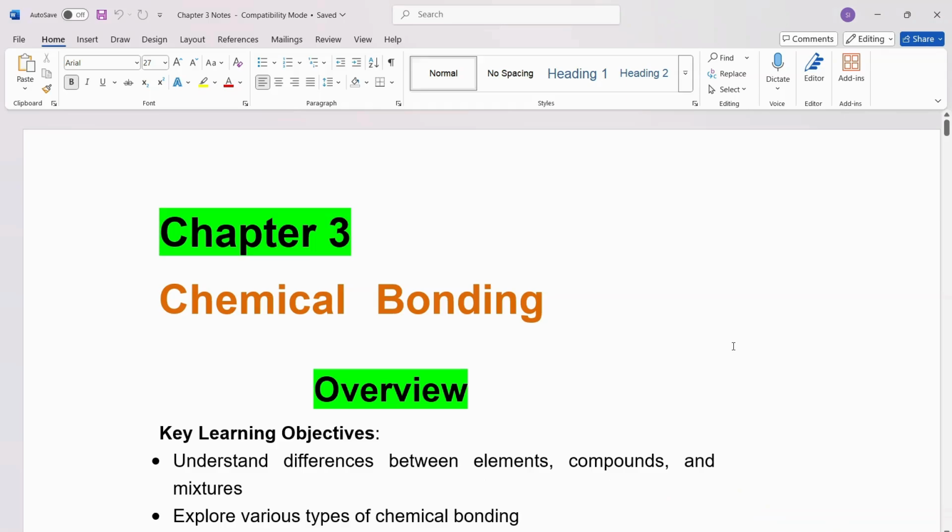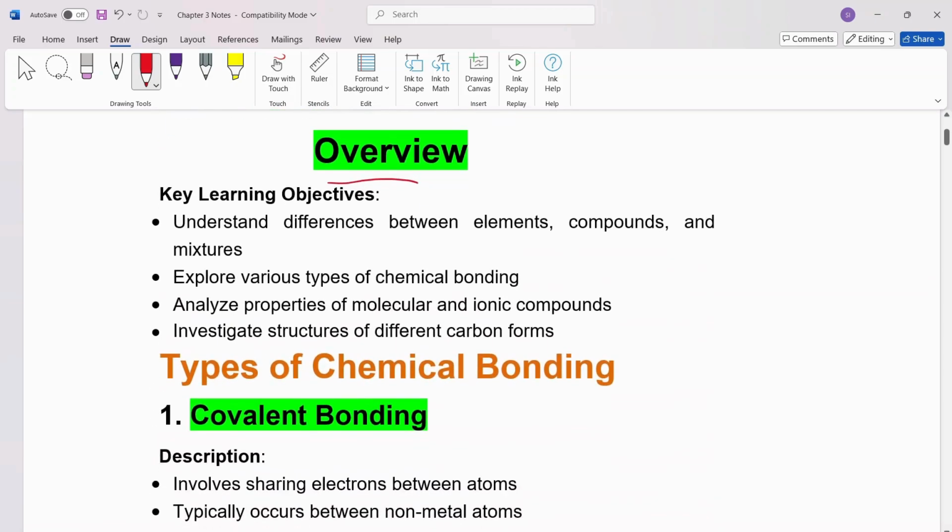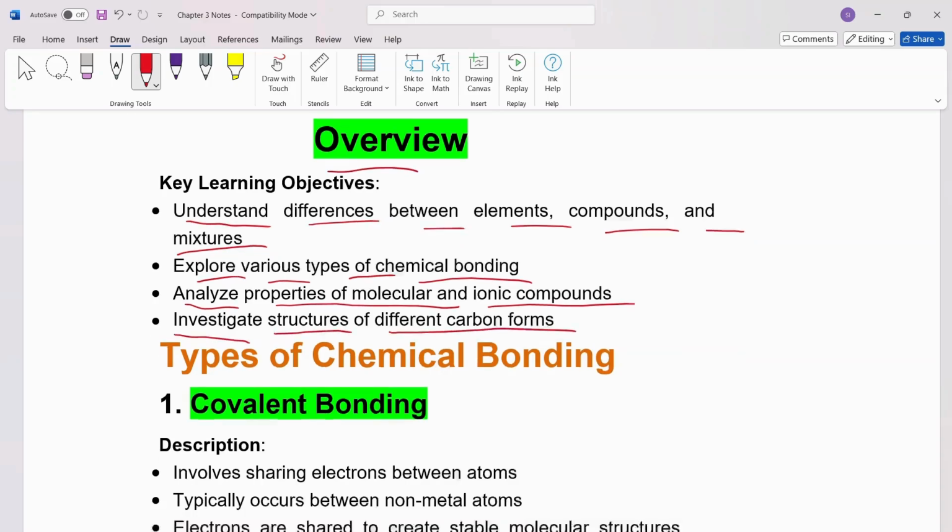Let's start our chapter number 3, which is chemical bonding. So the overview here is our key learning objectives. Understanding the difference between elements, compounds and mixtures. Explore various types of chemical bonding. Analyze properties of molecular and ionic compounds. Investigate structures of different carbon forms.